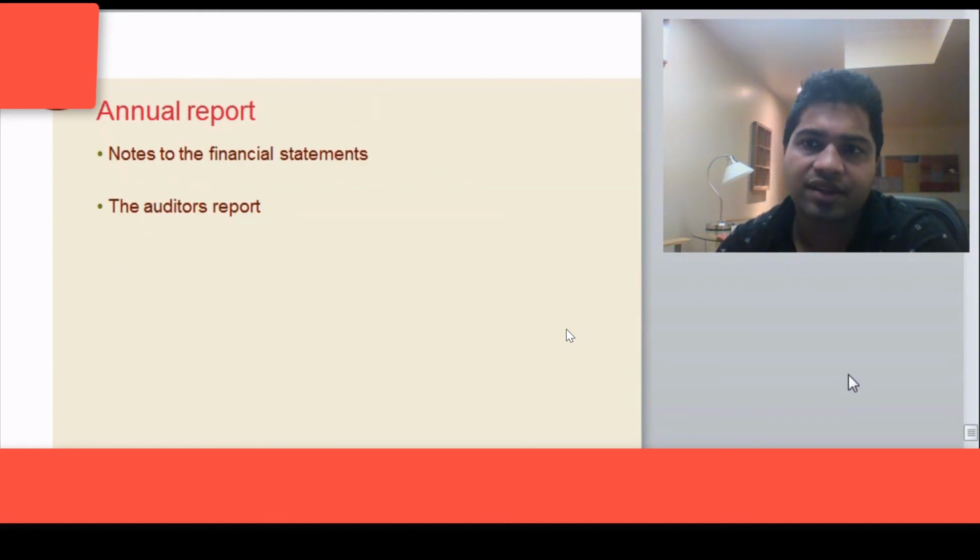Now, apart from that, there are annual reports. So notes to financial statements and auditor report is also appended with financial statements. Notes to financial statements explain the financial statements and how they were created, and the auditor report certifies that to the best of his ability, the financial statements are true. Now there are audited and unaudited financial statements. So you have to be careful which ones are audited and which ones are not.